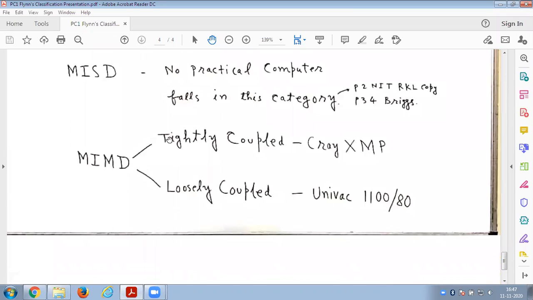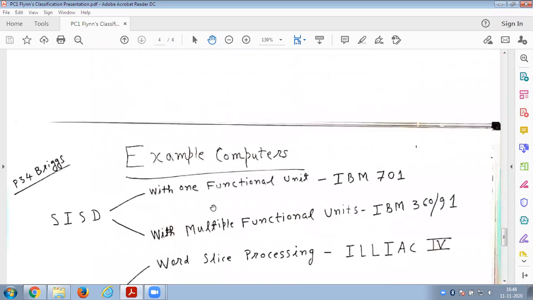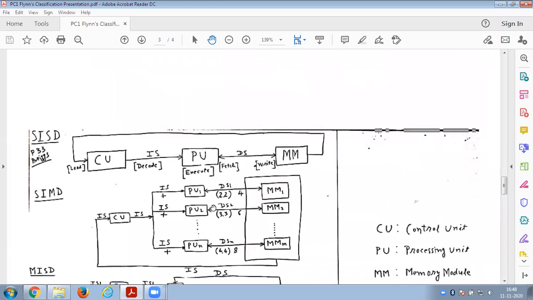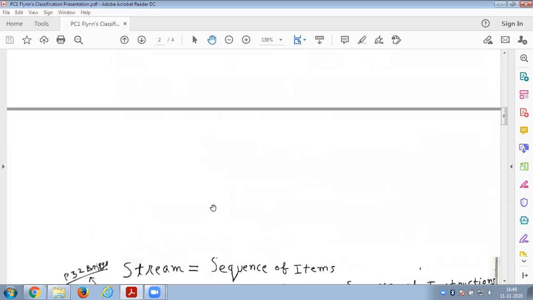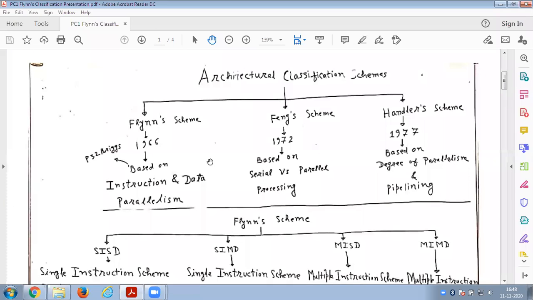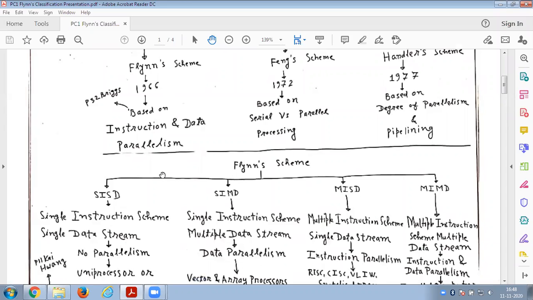In MIMD, there may be two categories: tightly coupled and loosely coupled. Cray X-MP supercomputer is under the category of tightly coupled MIMD. Univac 1180 is under the category of MIMD, loosely coupled. So this is all about Flynn's architectural classification scheme, which I told in today's lecture. This is the most important classification scheme and has gained the most popularity all over the world.